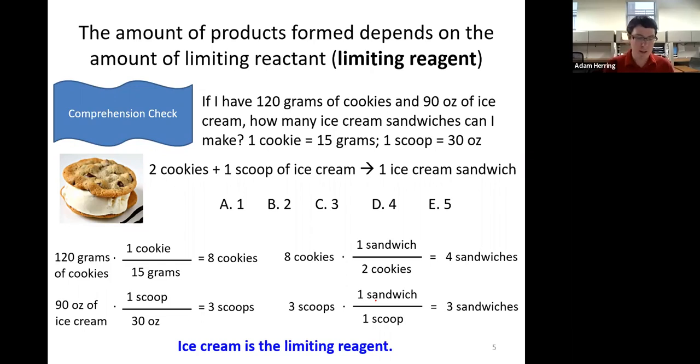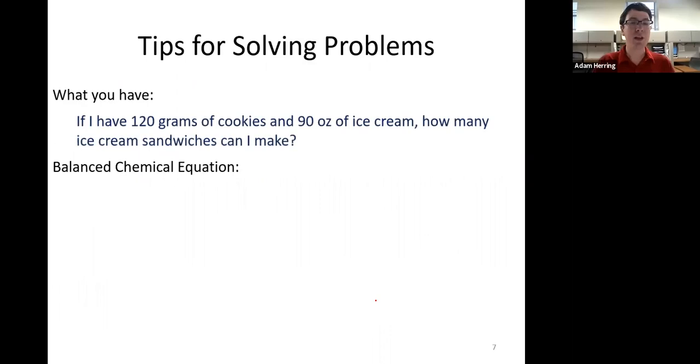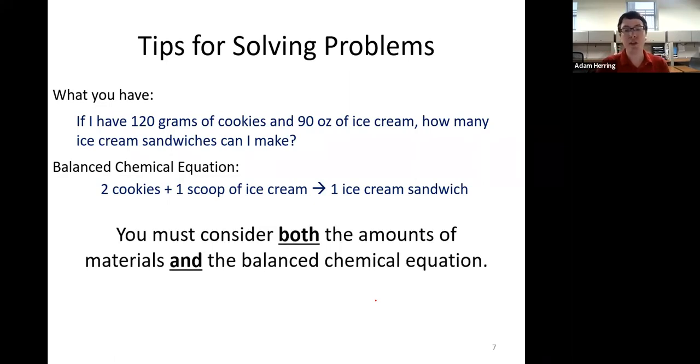Notice that when we did these calculations, we evaluated 2 different types of information. We evaluated the information that we had, the amounts of substances: 120 grams of cookies, 90 ounces of ice cream. We also evaluated the balanced chemical equation, the ratio of the amount of each substance that we needed. We need to consider both the amounts of the materials that were given and the balanced chemical equation.